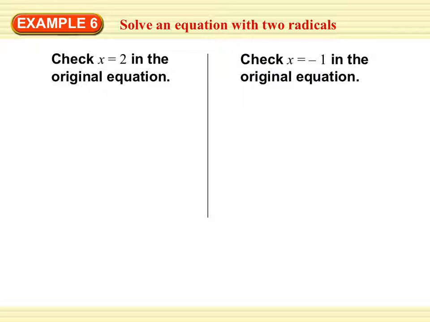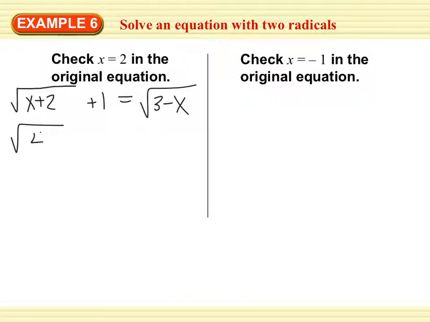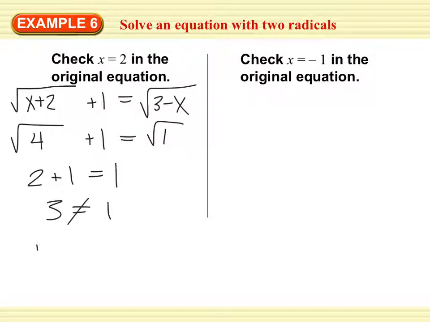So let's check this in the original equation. You've got to really search back to find the original equation though. Square root of x plus 2, plus 1, equals 3 minus x. So I'm going to plug a 2 in there. So I have square root of 4. 3 minus 2 is 1. So I have 2 plus 1 equals 1. 3 does not equal 1. So that's a nope.